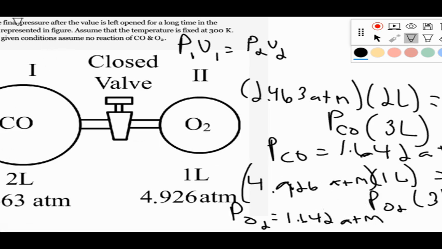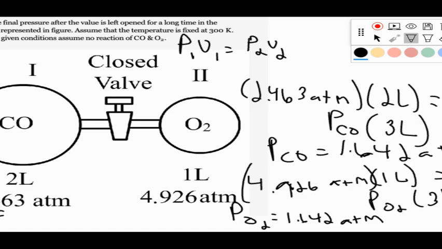But we need to know what the final pressure is. So we're actually going to be using Dalton's law of partial pressures. So I'm going to do my pressure total. So I'm going to add my pressure of my carbon monoxide plus my pressure of my oxygen.